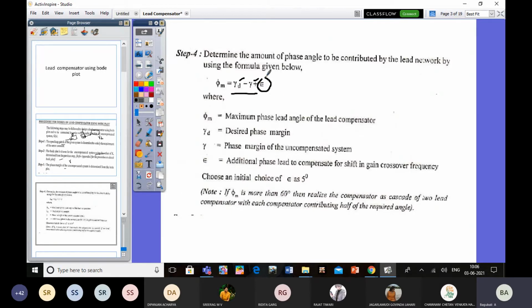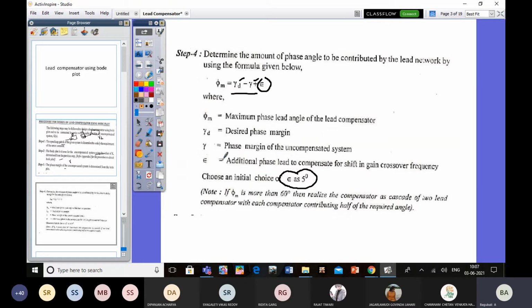Here I told you what eta is. Eta is the additional phase lead to compensate for the shift in gain crossover frequency. Okay, dear. This eta, as I told you, initially you choose a value of 5 degrees. If the outcome is not met, that means the phase angle is not met, come back to the eta value and change it to 10 degrees. You change it on a trial and error basis.